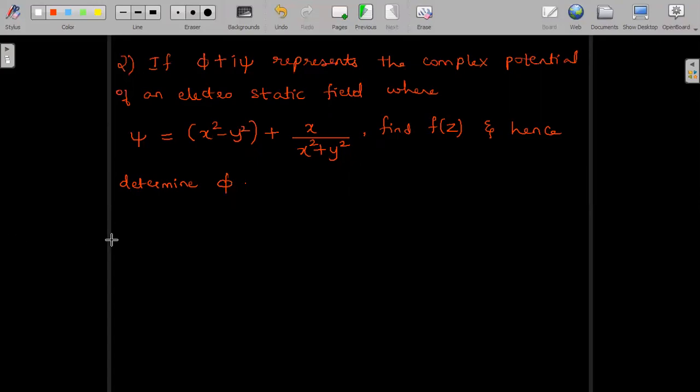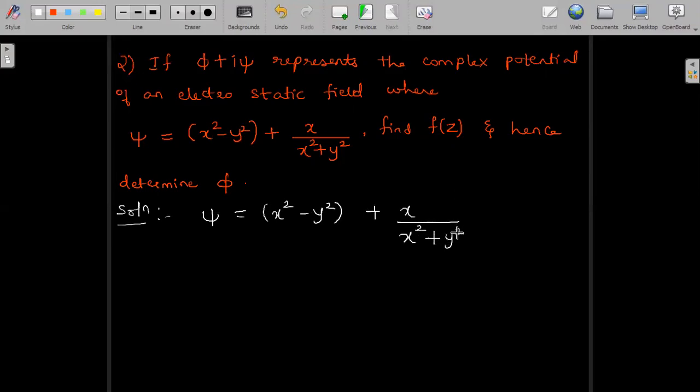So let us see the solution. The problem is going to be worked out in the same manner as we did the previous one. Instead of variables u and v, we have the variables phi and psi, that's all. So let's see the solution. Given psi is equal to x square minus y square plus x divided by x square plus y square.